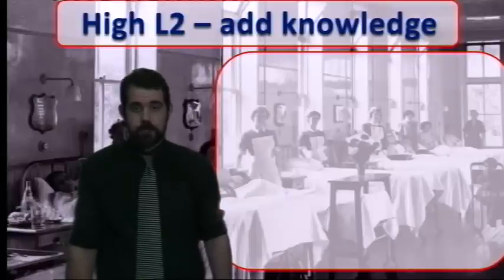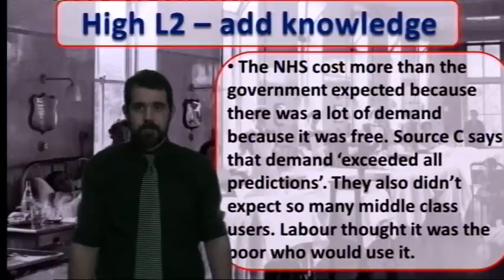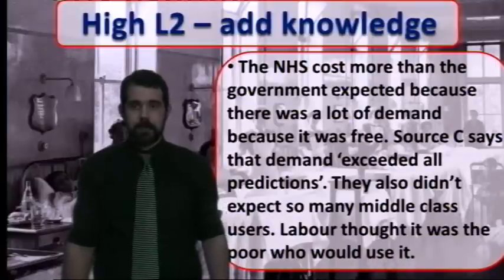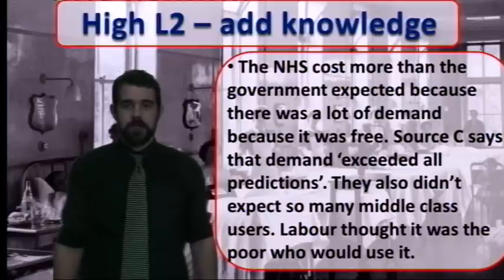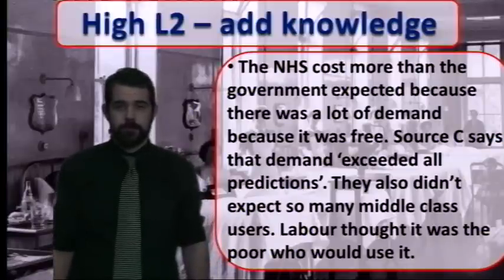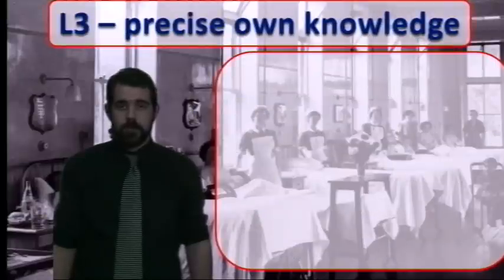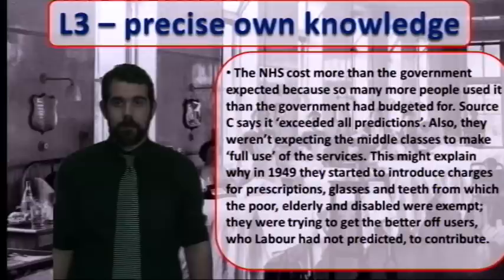To get into a higher level 2, I'm going to do the same thing but add my own knowledge. This is where we start to get up towards the 6-7 marks. Same answer again, but I'm adding in my own knowledge here about what Labour's expectations of the NHS was. This is still not a great answer, but it's better than the ones we've seen so far. Now, precise own knowledge and explanation is what we want to see to get into level 3, which is where we want to be. Explain how these things led to the outcome.